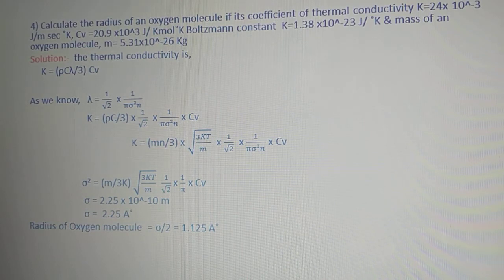So as we know, the formula for thermal conductivity K is equal to rho C lambda by 3 into Cv, right? Now Cv is known to us, K is given to us, and you are asked to calculate the radius of oxygen molecule, right? And mass of the gas molecule is given, specific heat is given to you. So we can use the other formulas for calculation of lambda first. So mean free path lambda equal to 1 upon root 2 into 1 upon pi sigma square n, right?